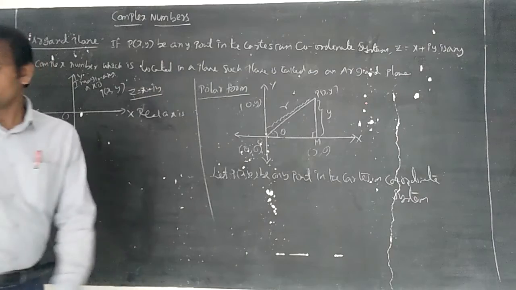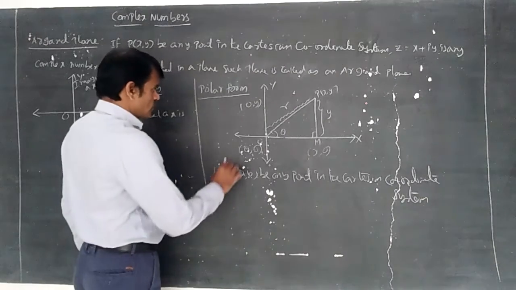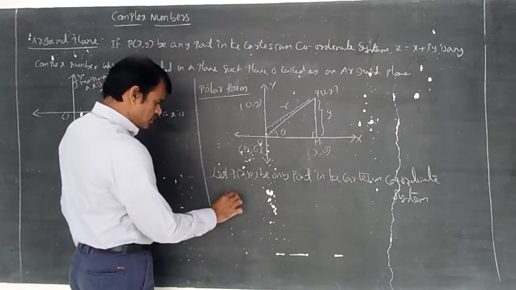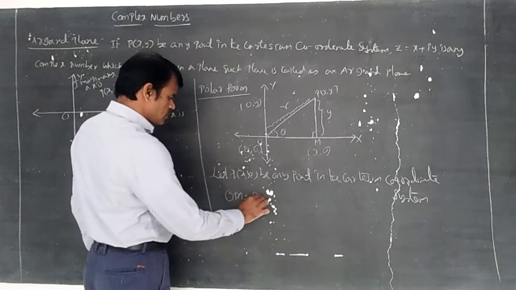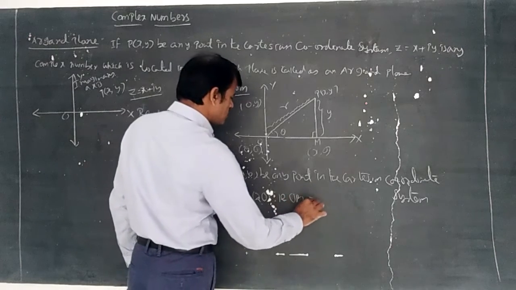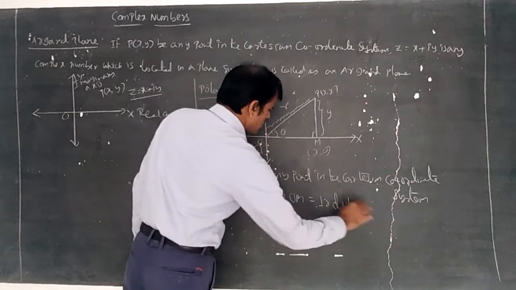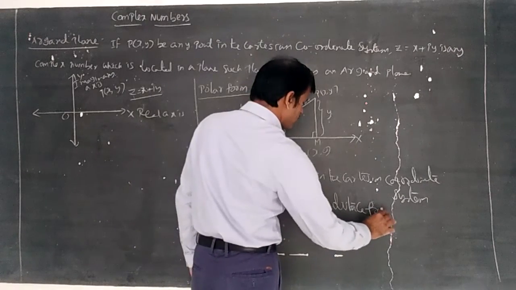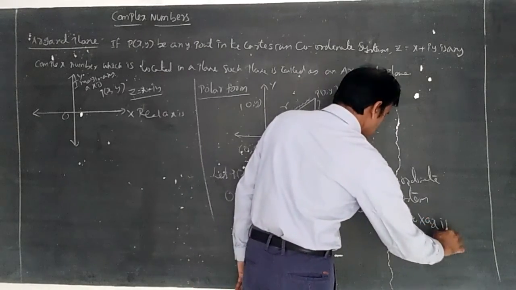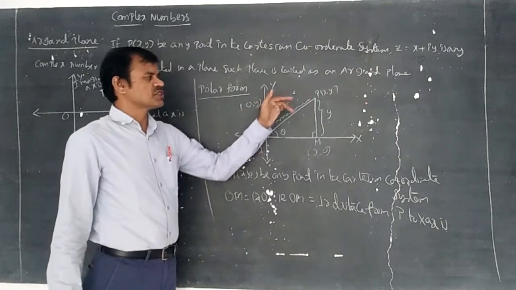In the Cartesian coordinate system, we can say here OM is equal to x comma 0. That is, here I am indicating OM is equal to the perpendicular distance from P to the x axis. From P to the x axis depends upon the 0 comma y. The same distance you can estimate here.